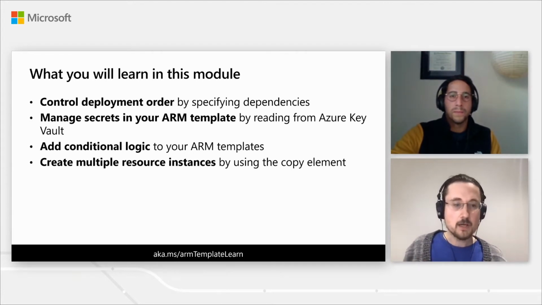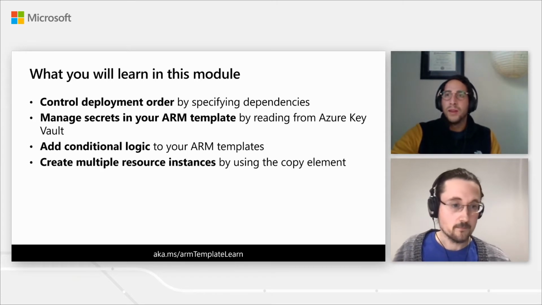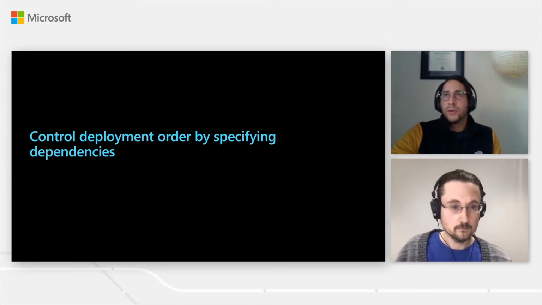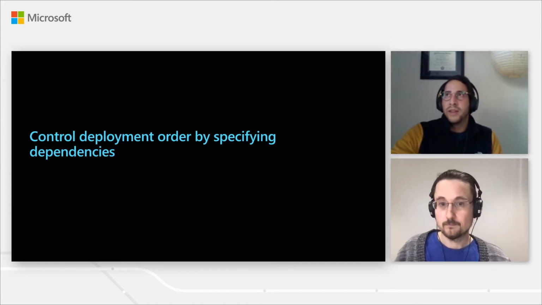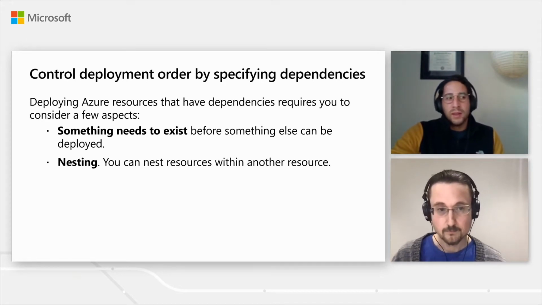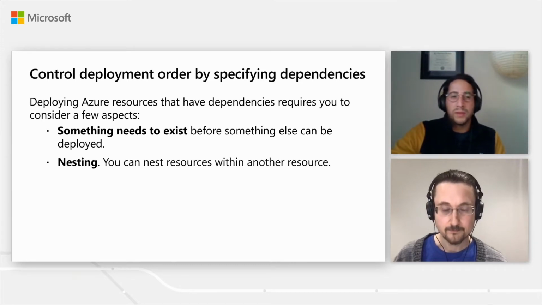Can you tell us maybe about the next unit, Angel? Yeah, let's just dive right in. So first off, we're going to start with how to control that deployment order by specifying those dependencies. So as Chris mentioned, we're going to see there are some resources where something needs to exist before something else can get deployed. That's the essence of setting dependencies on ARM templates.